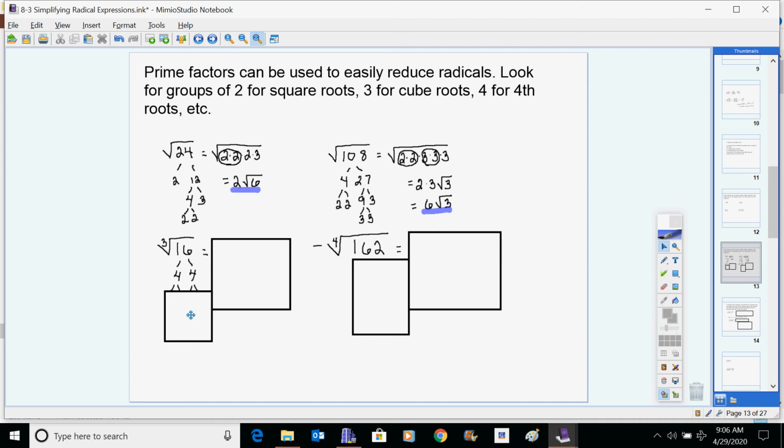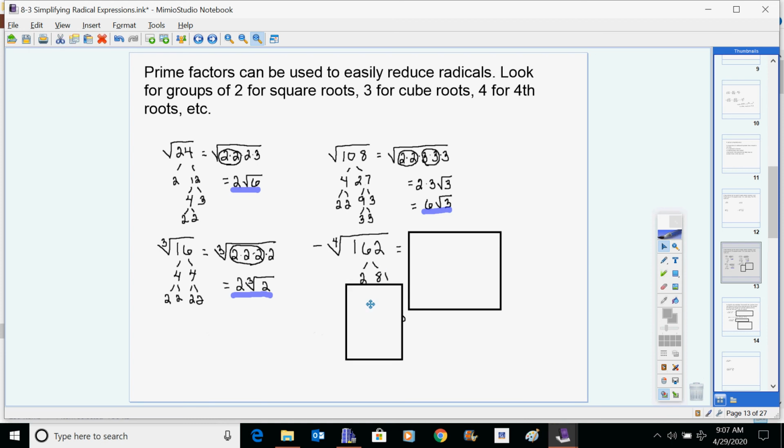16 factors into 2 times 2 times 2 times 2. Take as much time as you need on these concepts. Then, since there are 4 of them, you're looking for groups of 3 because the index is 3. So for every group of 3, 1 comes out. It's almost like a game.